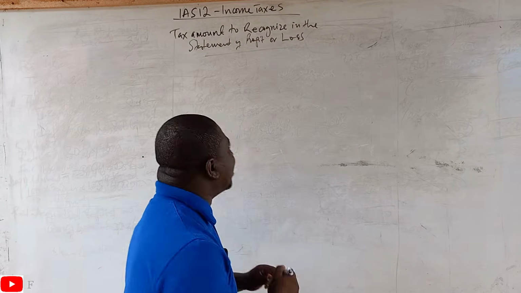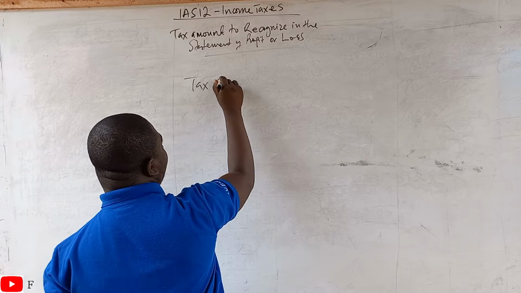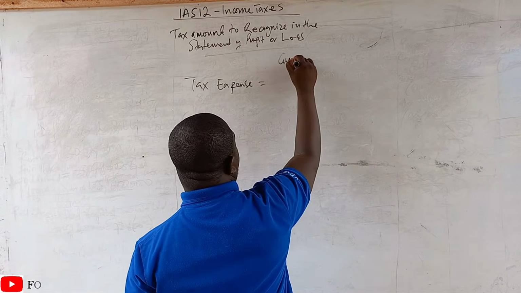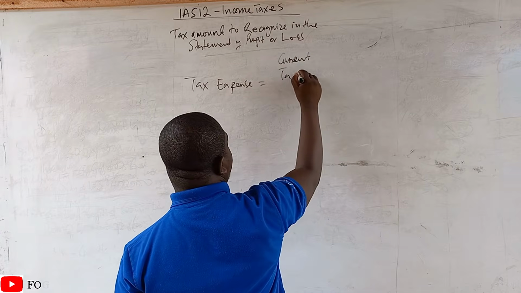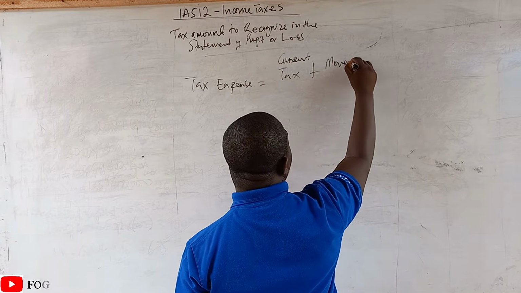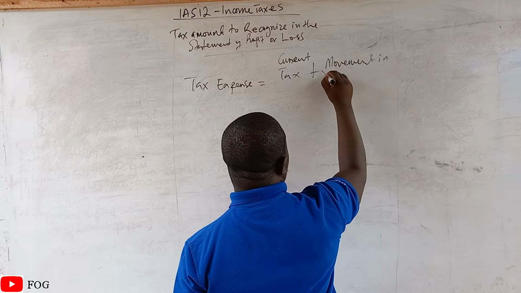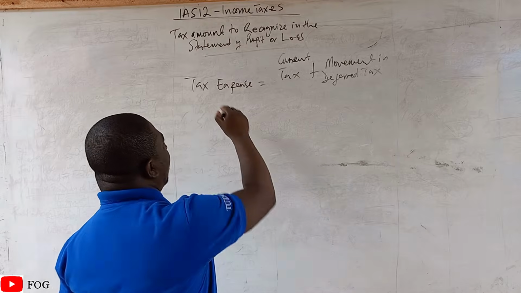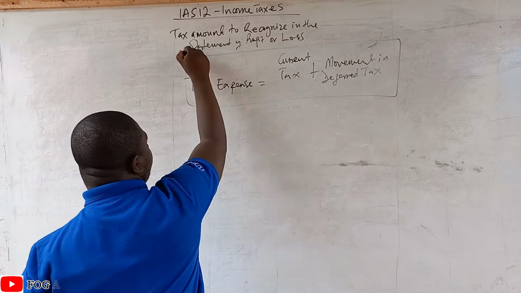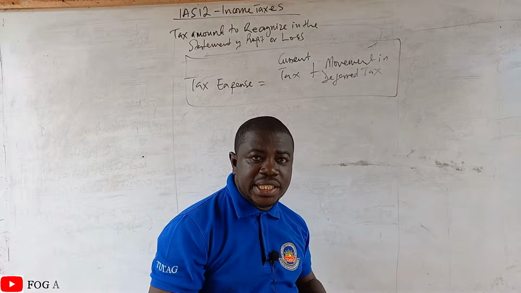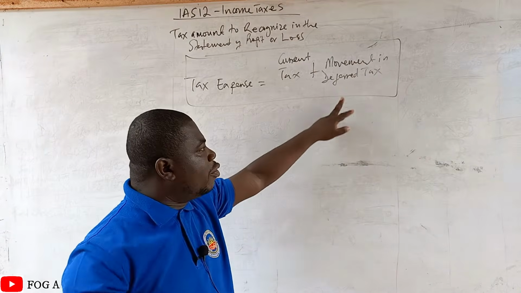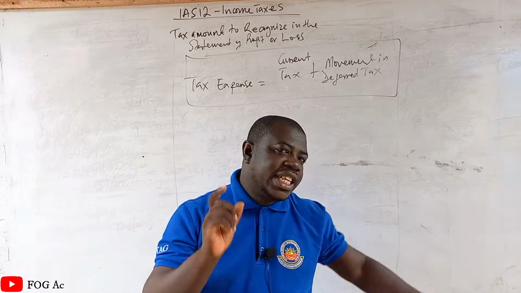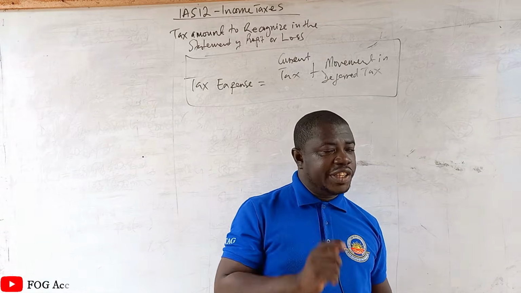Now, the tax expense to recognize, I'm giving you this formula. Watch carefully. The tax expense to recognize is your current tax plus your movement in deferred tax. I repeat, the tax expense to recognize is your current tax plus movement in deferred tax. What do I mean by movement in deferred tax? Movement in deferred tax is the same idea as allowance for receivables or provision for doubtful debt.